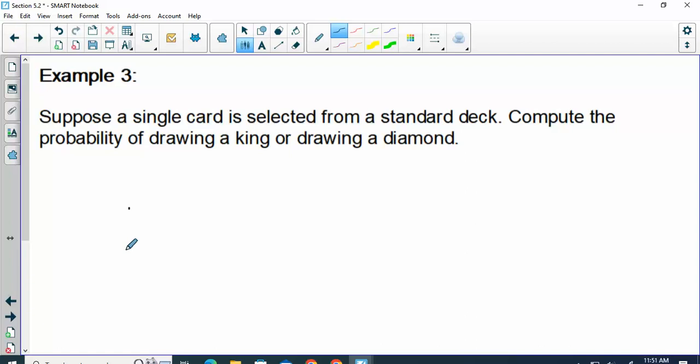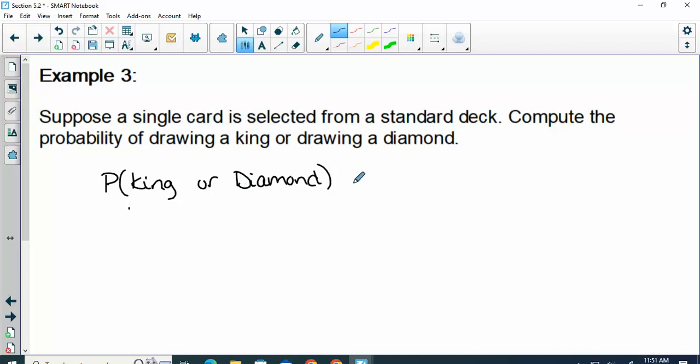Okay. So suppose a single card is selected from a standard deck. Compute the probability of drawing a king or drawing a diamond. So I want the probability of king or diamond. And I'm going to start using this notation to follow along with our formulas because for the next week or so, we're going to keep adding to this. And while today you can probably calculate a lot of these without writing out a formula, as it gets more complicated, notation will help you a lot.